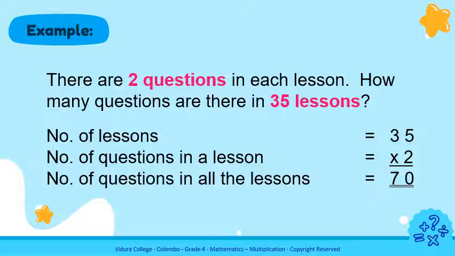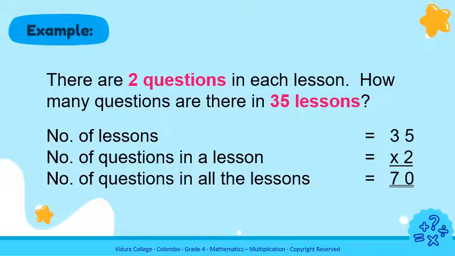Number of lessons equals 35. Then number of questions in a lesson, which is 2. Third statement is number of questions in all the lessons. The answer is 70. How did we find the answer as 70, children? Yes, we multiplied 35 by 2. Then we got the answer as 70. Okay, children. Do you understand how to write statements now? And there is one important thing you have to remember. You have to always write multiplication sign when you do statements.